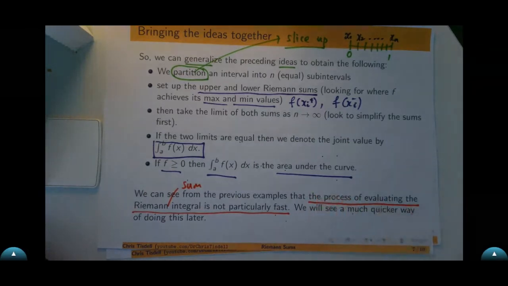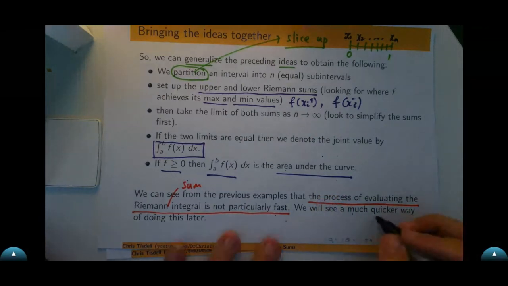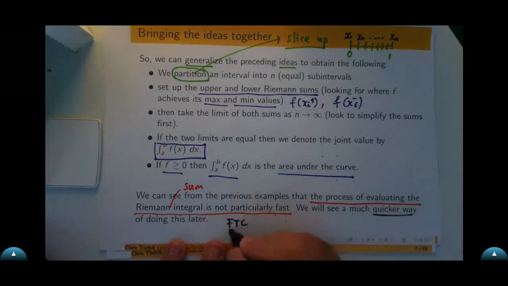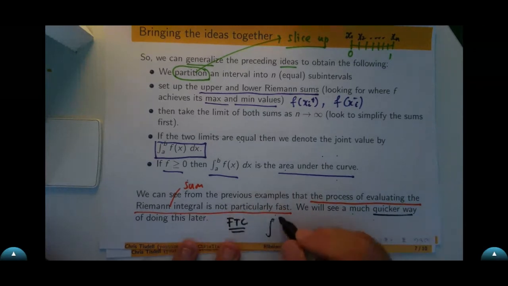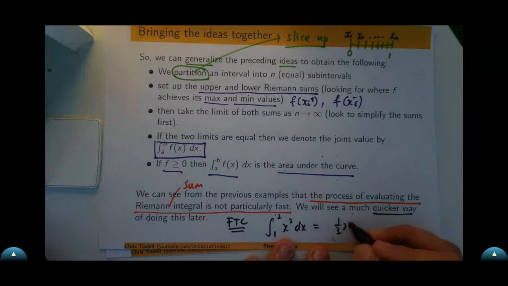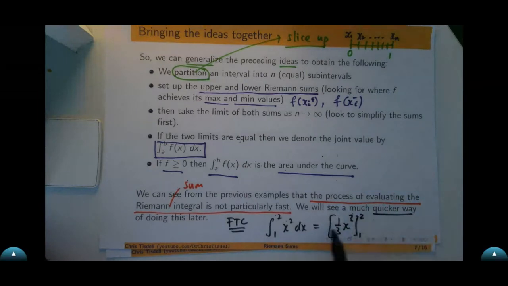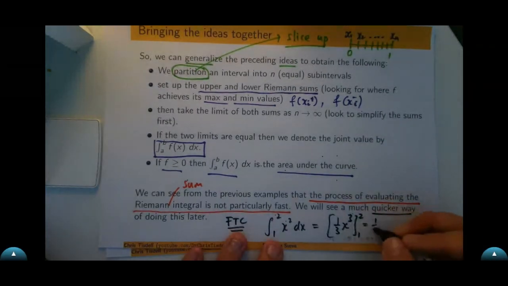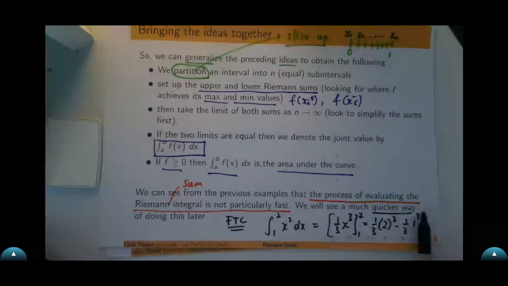So we will see a much quicker way of doing this later. And what's the quicker way? Well, the quicker way is just the fundamental theorem of calculus. So if you have an integral like this, you find an antiderivative of x squared, and then you evaluate the antiderivative at the endpoints. Okay, so that's your answer.